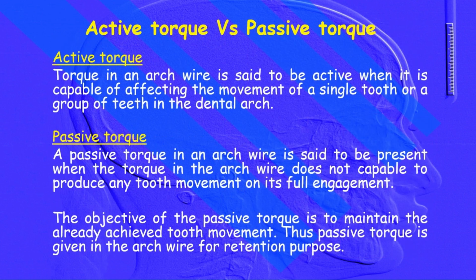Now we will discuss the difference between active and passive torque. When a torque in the arch wire can affect the movement of a single tooth or a group of teeth in the dental arch, it is called active torque. That means the arch wire is capable of exerting a sufficient amount of force to bring the tooth movement. In contrast, when a torque in the arch wire is not sufficient to produce tooth movement after its full engagement, it is called passive torque. The passive torque in the arch wire is to maintain the already achieved tooth movement.